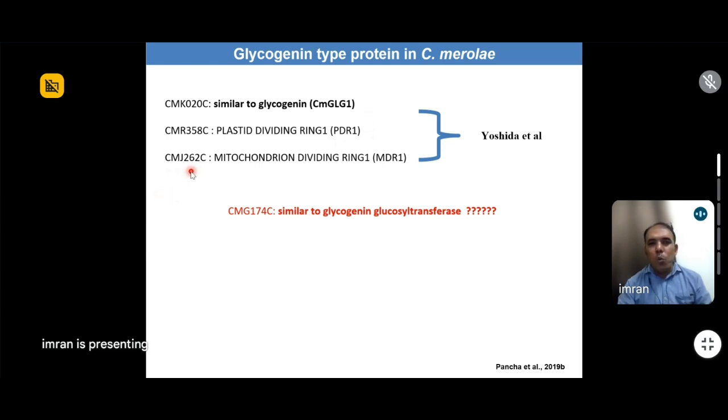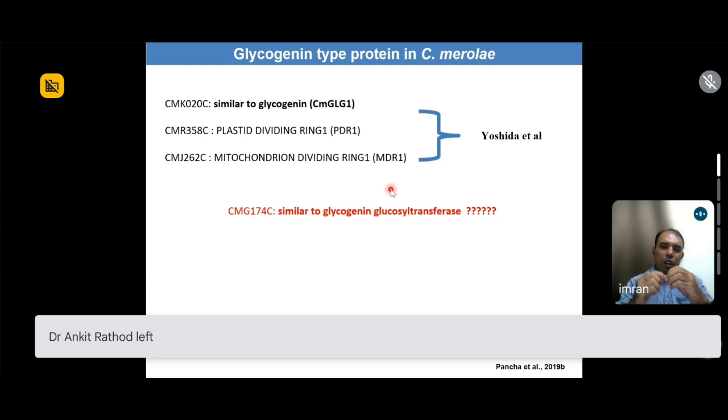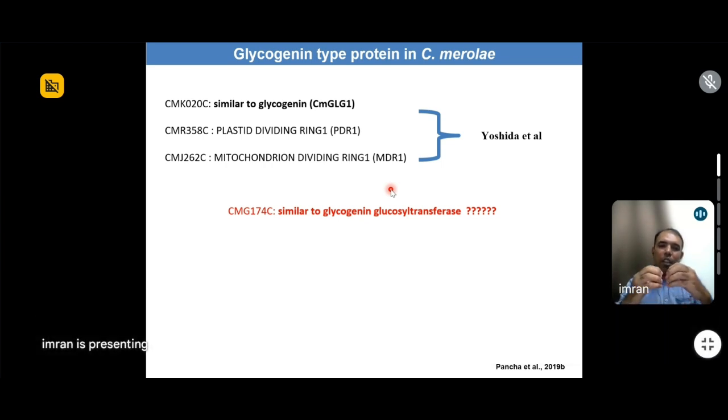And the third one is CMJ262C, which is actually the mitochondria division ring. At that time, there is one professor at the University of Tokyo whose name is Yamato Yoshida. He published this paper, I think PDR1 in Science and MDR1 in PNAS, where he mentioned that during organelle division, like division of chloroplast and mitochondria, cells form one polyglucan filament, and after that the organelle is dividing. So they performed proteome analysis of the proteins formed in that particular ring, and they identified this glycogenin type protein which is involved in the organelle division.